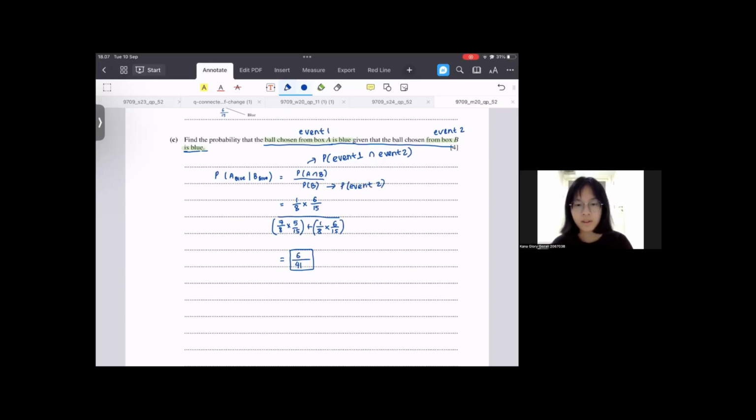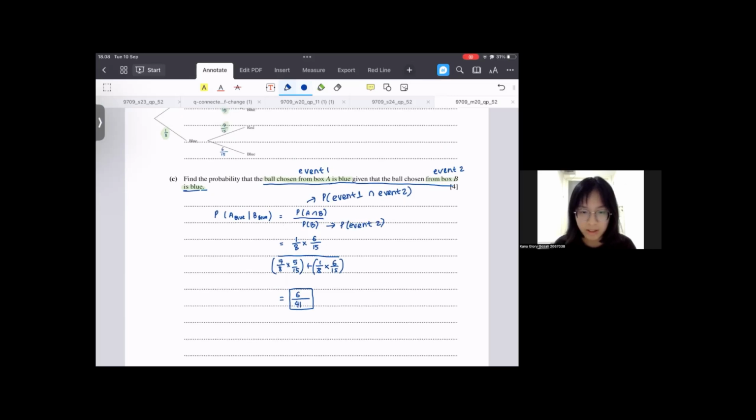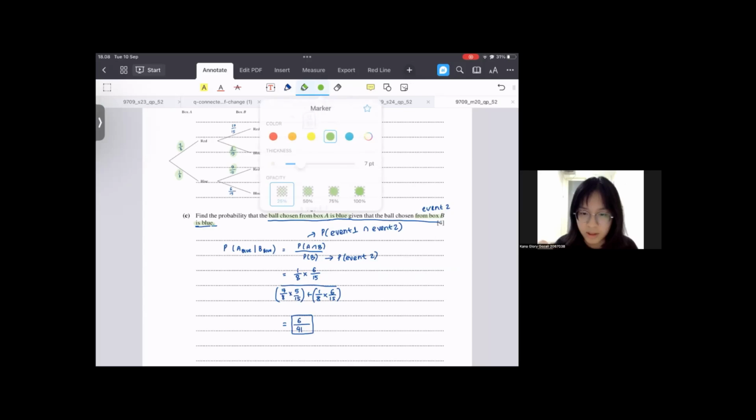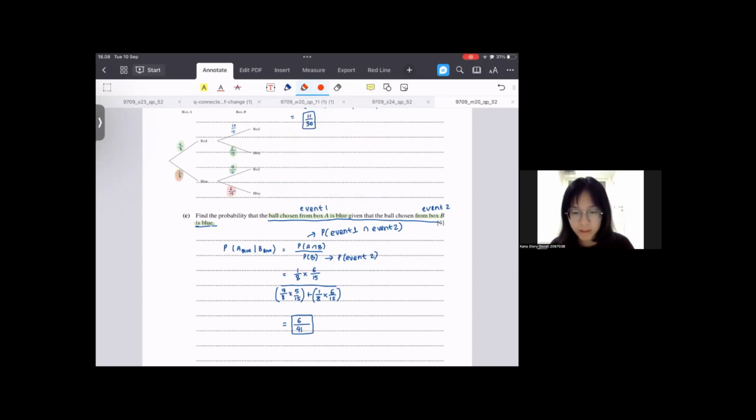So we should remember this formula. The probability of A intersection B is 1 per 8 times 6 per 15. And the probability of B, getting a blue ball, can be 7 per 8 times 5 per 15, or 1 per 8 times 6 per 15. So we can get the probability of these two events as 6 per 41.